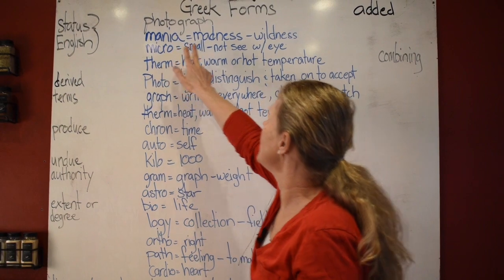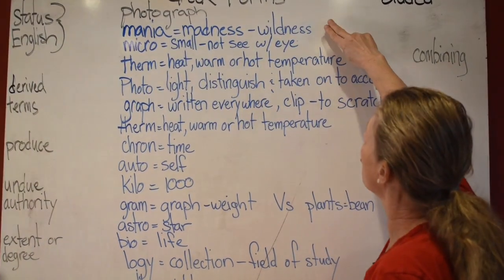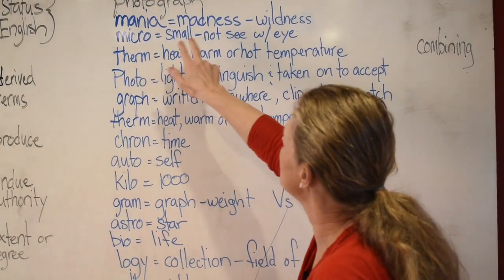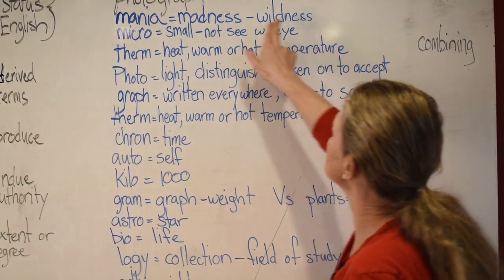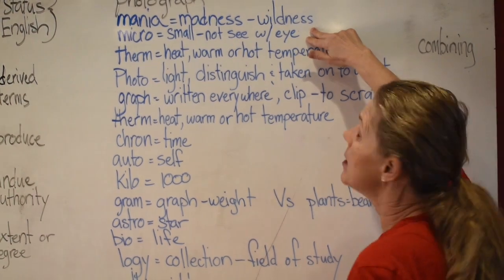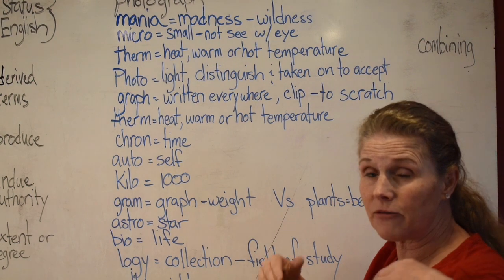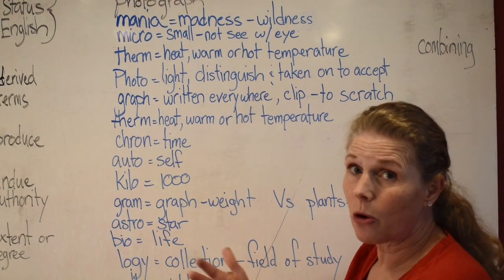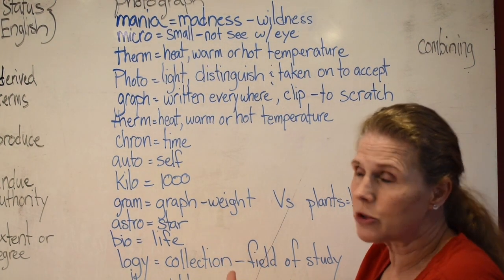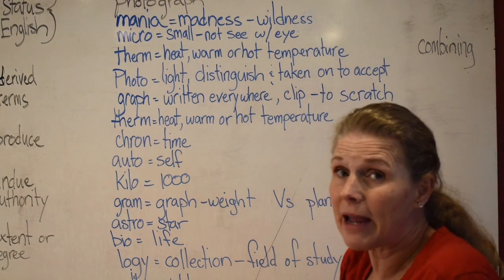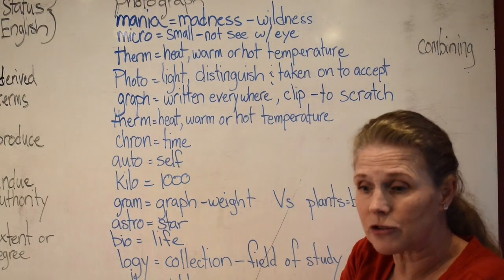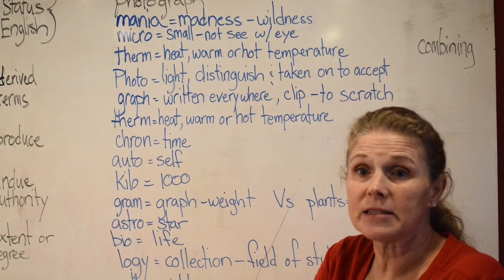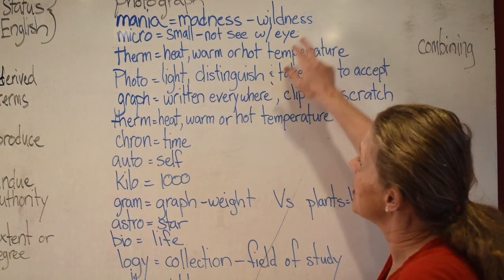Now we're going to go. Mania means madness or wildness. Micro means small, not able to see with the eye. Now, if you think about microeconomics, that's something you can see with your eye, but most of the time if you think about a microscope, you know that you're going to have to look into something and see. You can't see it with your eye.